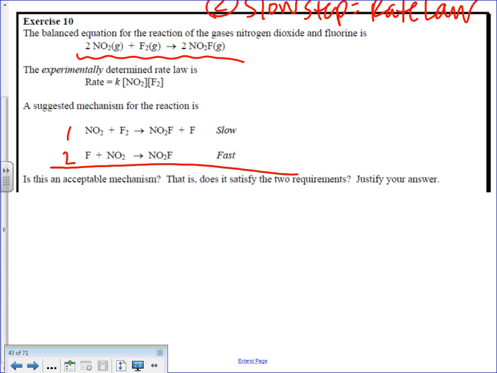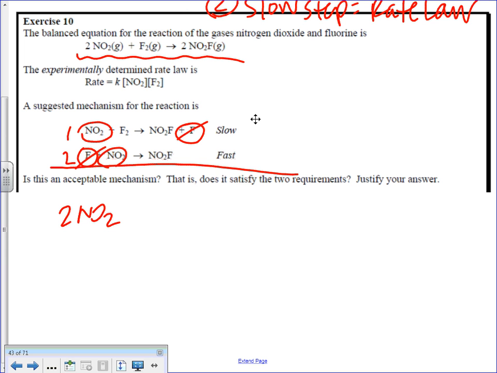Notice on this reaction, NO2 and NO2 are both on the reactant side, so they do not cancel, they actually combine. Those two come together to make two NO2s. What about the fluorines? This fluorine here will cancel with this fluorine here because they're on opposite sides of the yield symbol, so they negate each other. Is there anything else that negates each other?